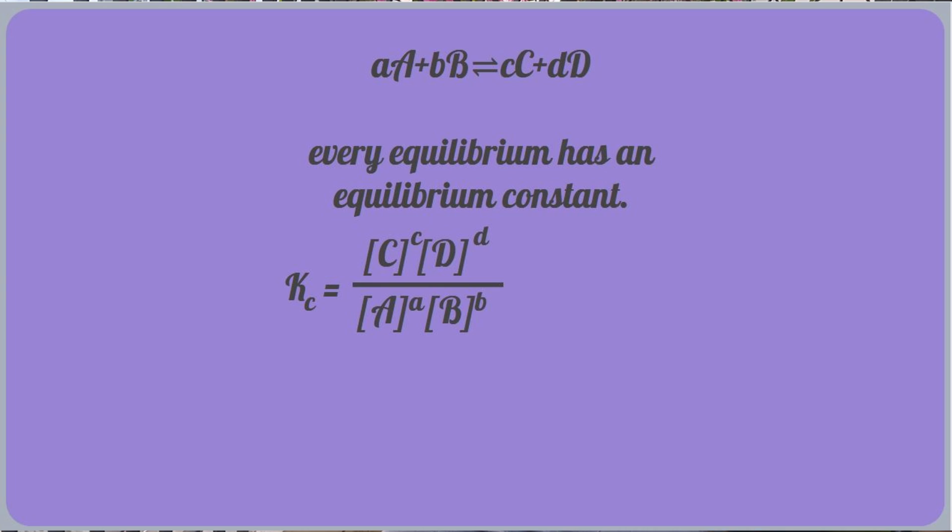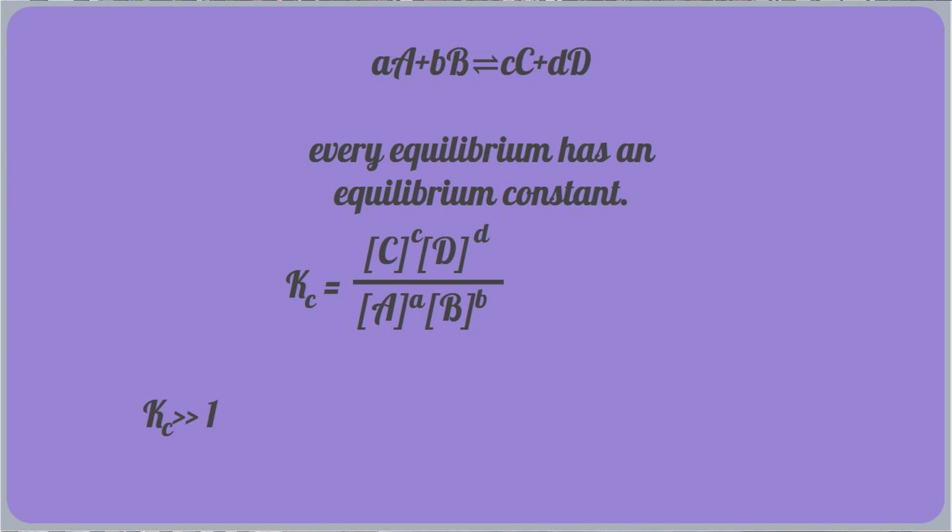Kc will be the concentration of the products raised to their coefficients divided by the concentration of the reactants raised to their coefficients. Now this is the difference between this and the rate laws. In the rate laws, it's being raised to the power of order with respect to that substance. Here it's going to be the coefficients. Now this is called an equilibrium constant expression.